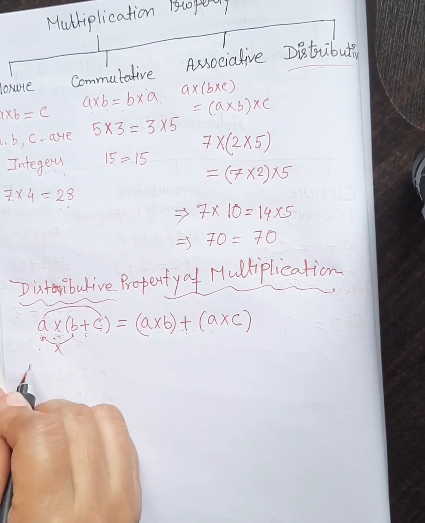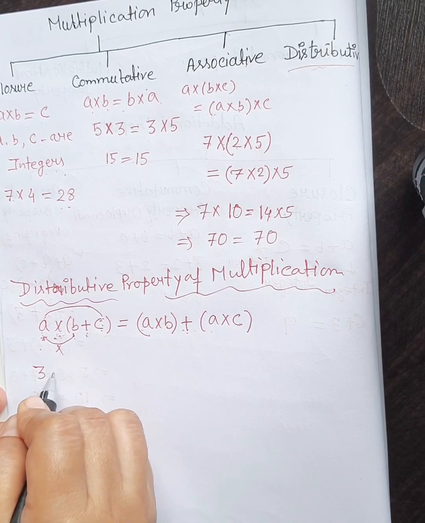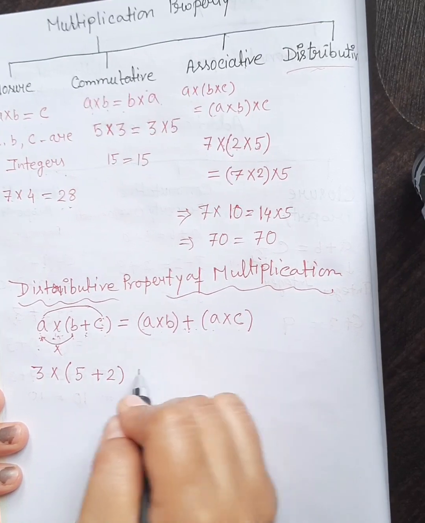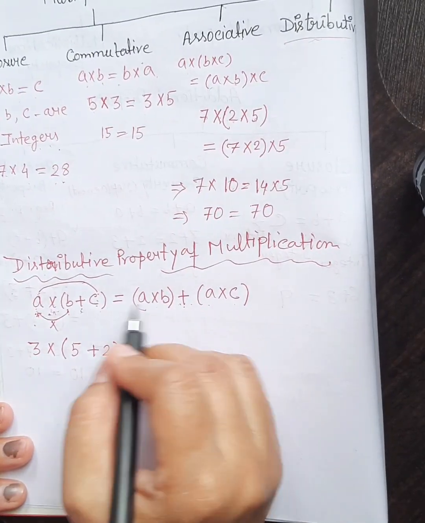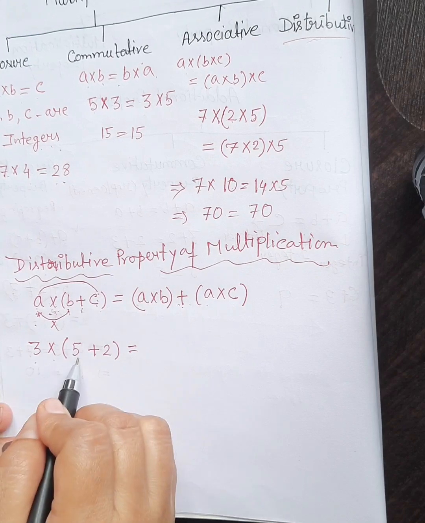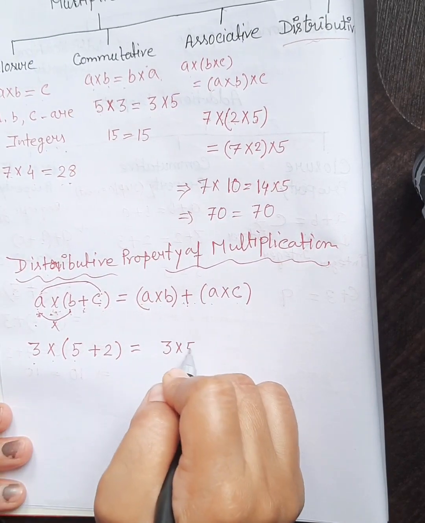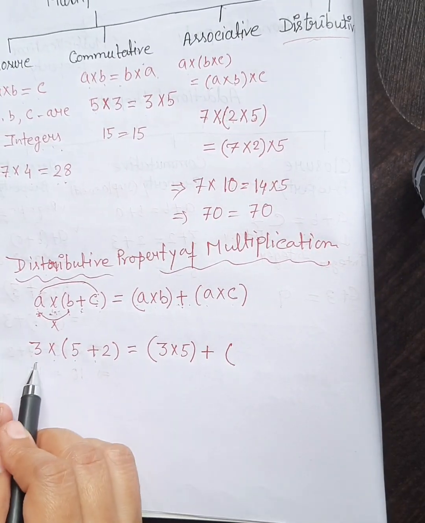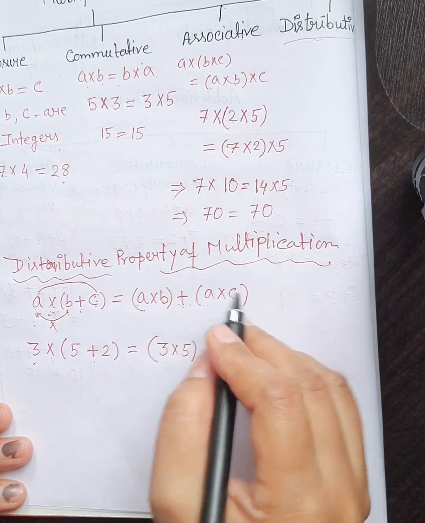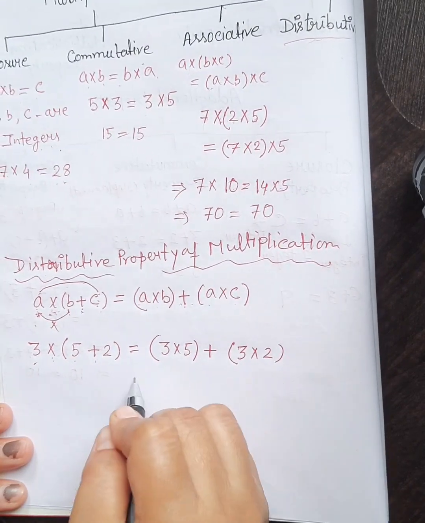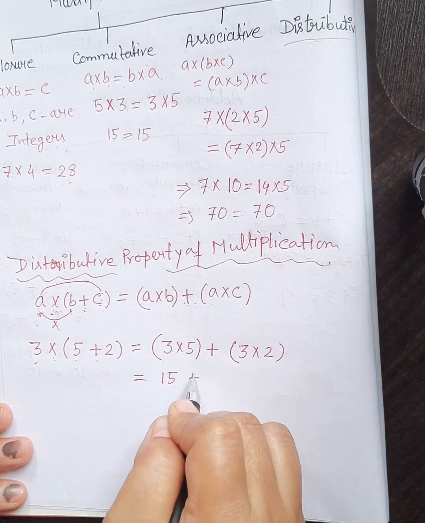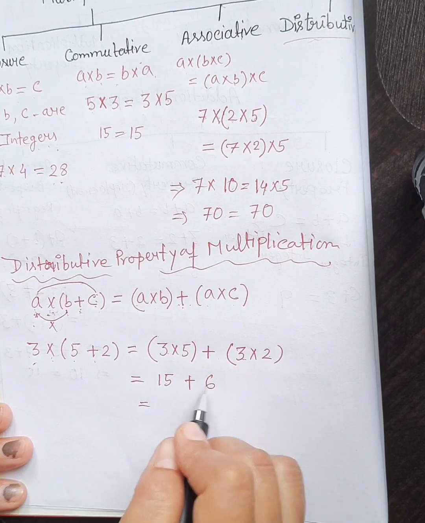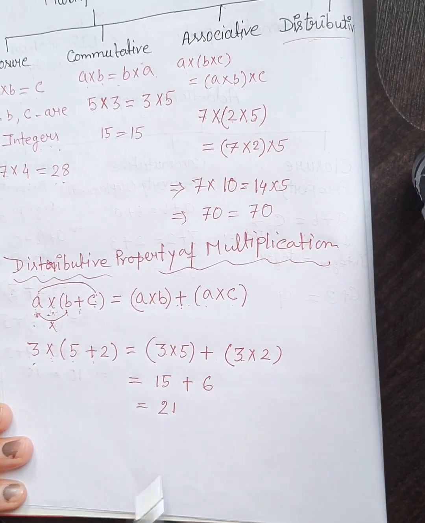Let's take an example. Suppose 3 into (5 plus 2). So the first integer multiplied with the second, that means 3 into 5 within a bracket. Then the addition sign. Then within a bracket, the first integer multiplied with the third integer, that means 3 into 2. 3 into 5 is 15, plus 3 into 2 is 6. That means 15 plus 6, which is 21.